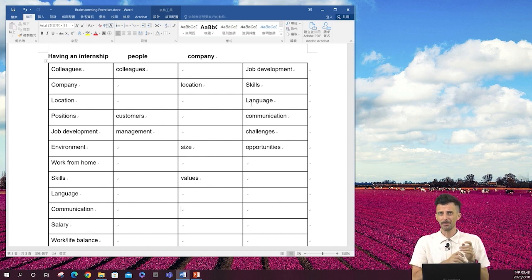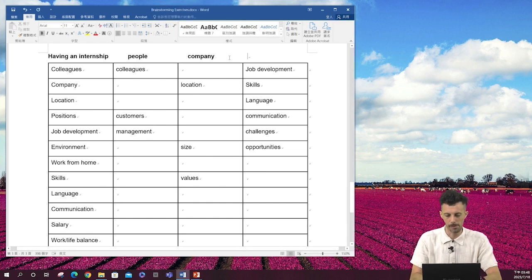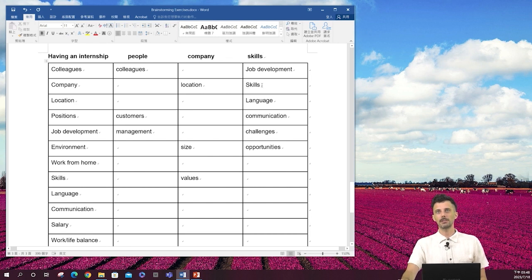Or maybe skills. Focus on skills that you can learn from an internship, because that's more general. On the top, it's always the more general idea, and then what skills. So you learn job development skills. I would say language I would put with communication. Any other skills you would gain from an internship? I don't think challenges or opportunity are skills. So you have job development skills, communication skills, and any other skills you'll learn from an internship?